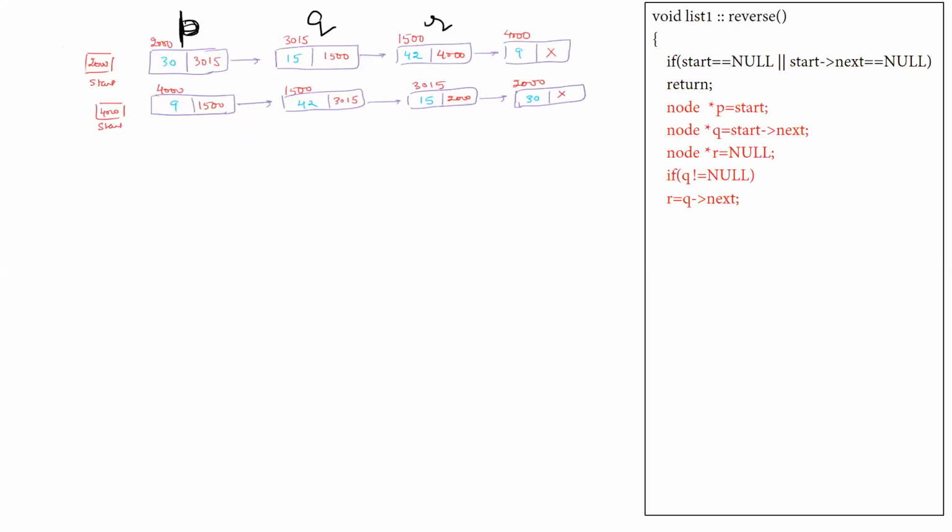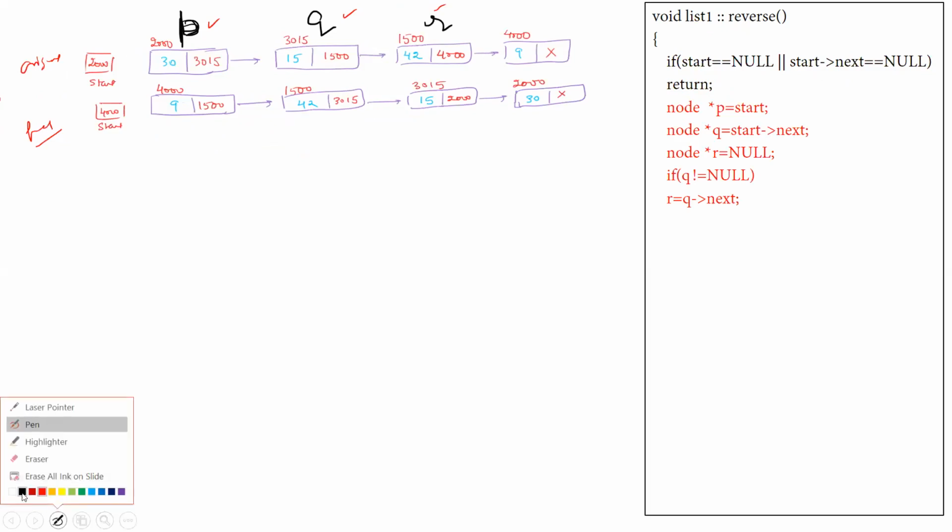Now in the general case, you have to take three pointers: P, Q and R. This is the original linked list. This is the final answer. P is pointing to the starting node, the original starting node. Q is start next, which is this one. Initially we have taken R as null. Then if Q is not equal to null, we say R is equal to Q next.